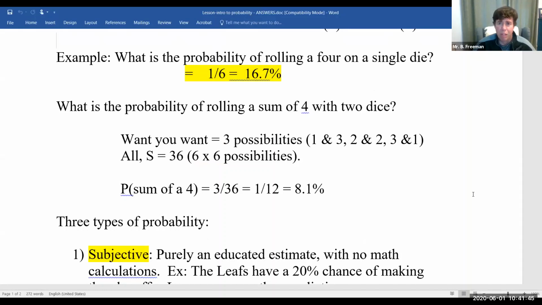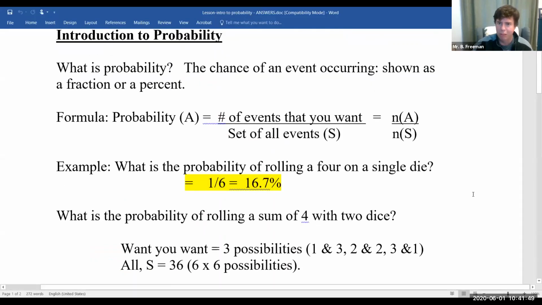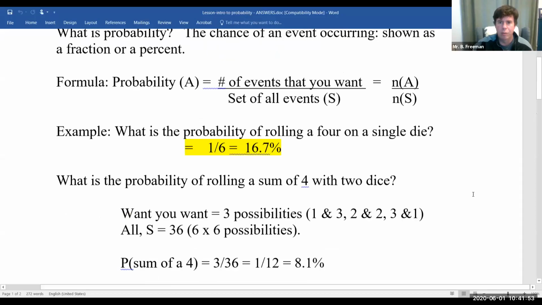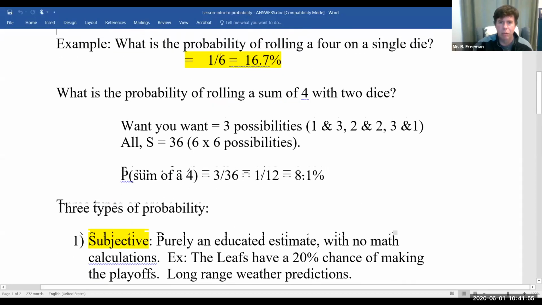So what is the probability of rolling a 4 on a single die? Go back to your formula. It's what you want over all possibilities. You want a 4, there is exactly one 4. So you would put 1. There are 6 possibilities when rolling a die. It is correct to leave it as a fraction of 1 over 6 or as a percent of 16.7%. And for the most part, we'll always round to 1 decimal when dealing with percents.